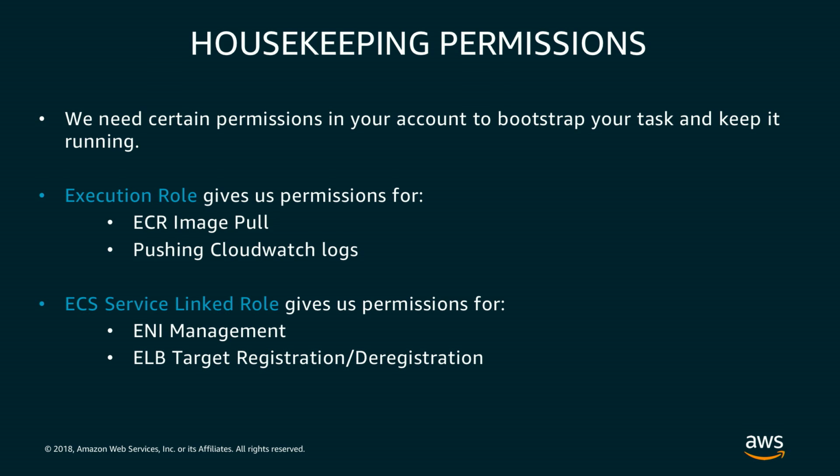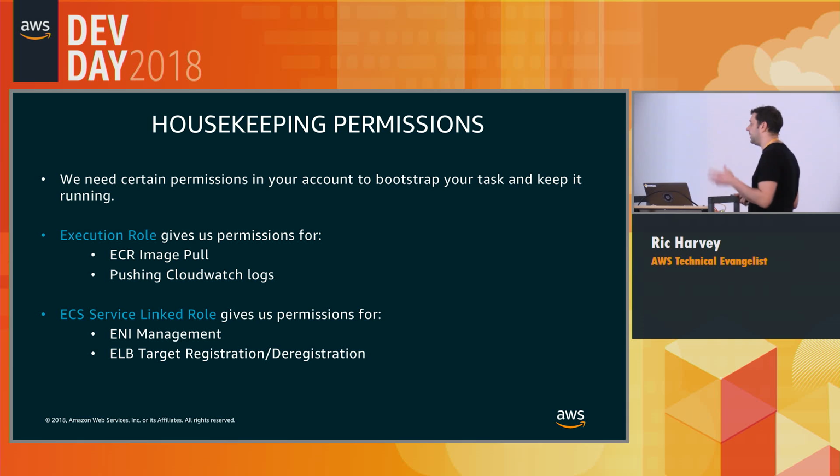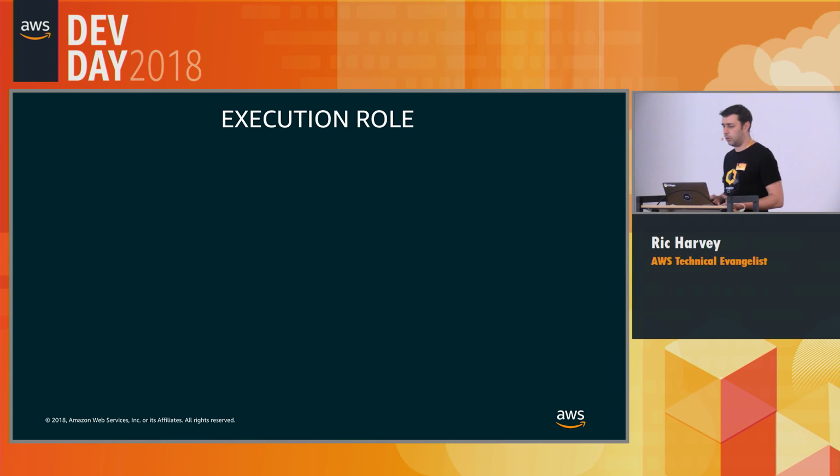Let's have a look at our housekeeping permissions. We have an execution role, and that's used for pulling images and pushing to CloudWatch, and also the ECS service linked role, which does ENI management and ELB management. These are created for you in the background. They're immutable. You can't change them.